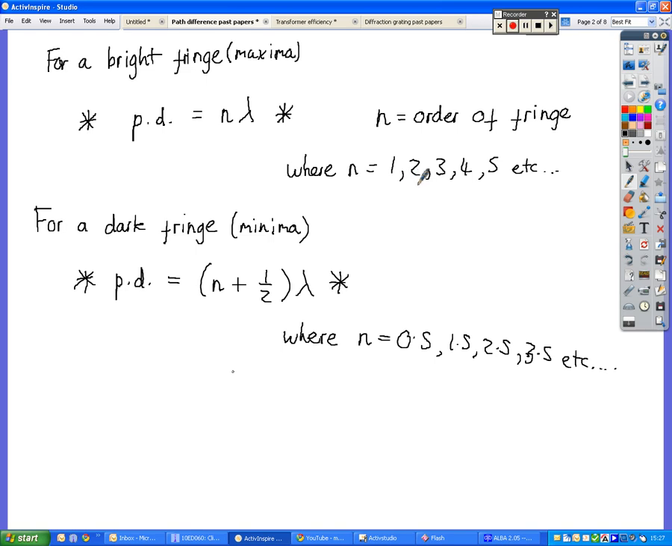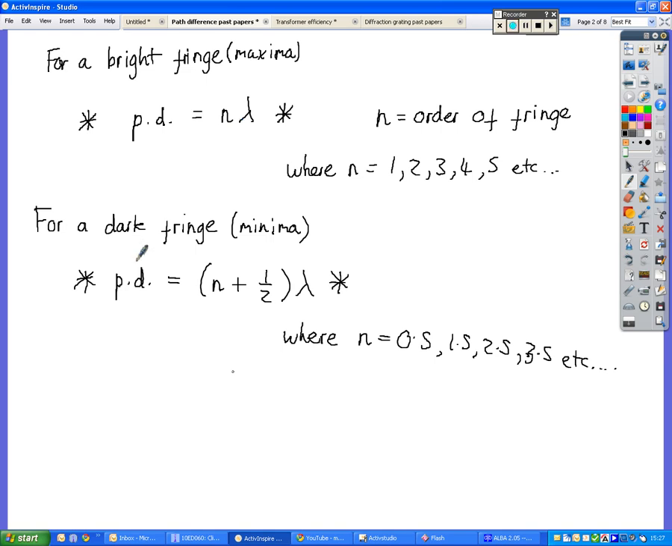The same can be said if it's 2, 3, 4 or 5 or all whole numbers. Whole numbers of the wavelength will give you constructive interference. So anytime you are looking at a maxima, this is the equation you look at, PD equals n lambda, where n is the order of the fringe. In other words, 1, 2, 3, 4 or 5.